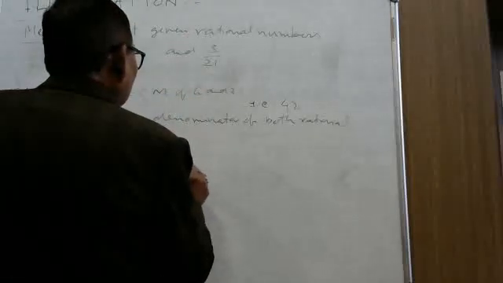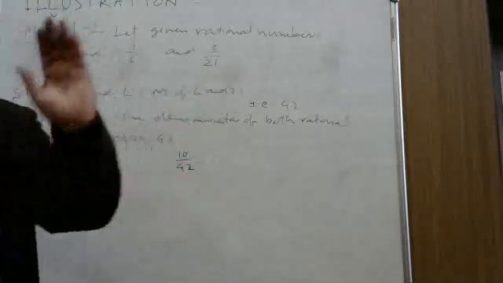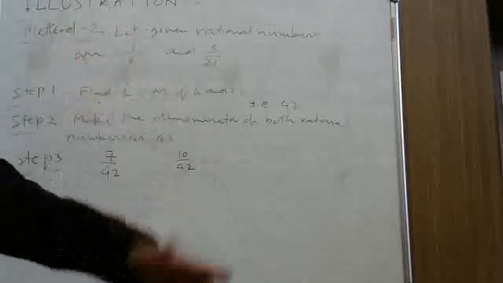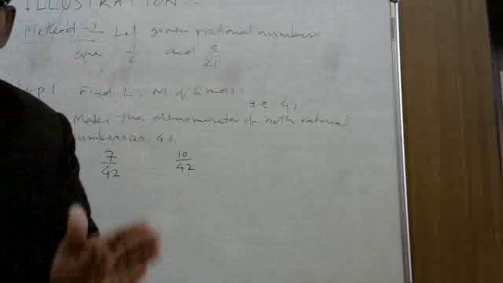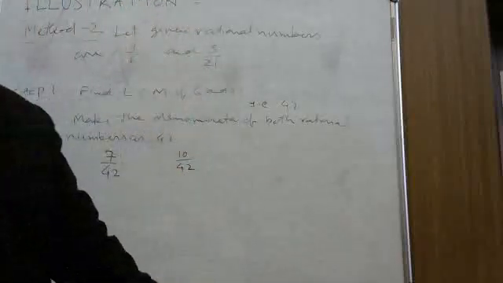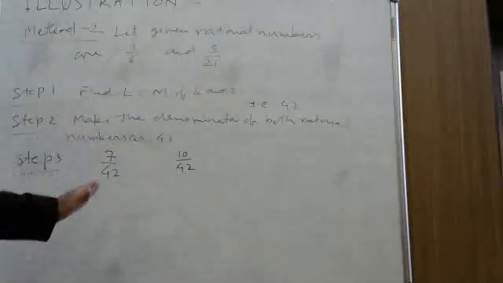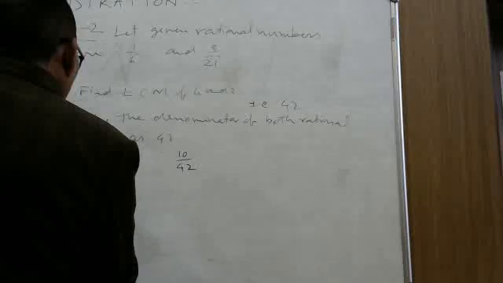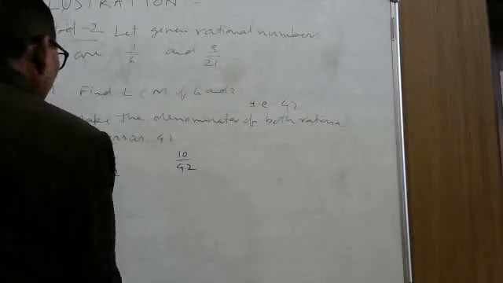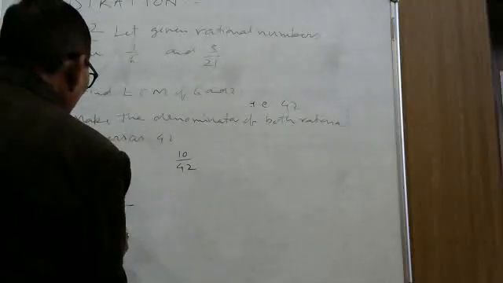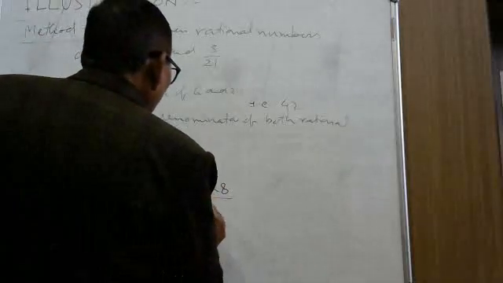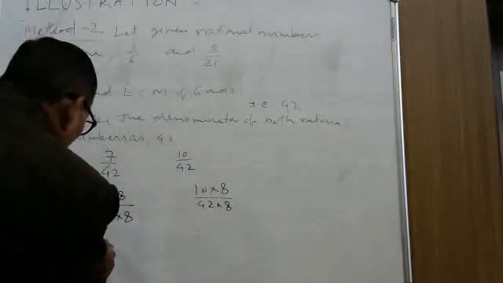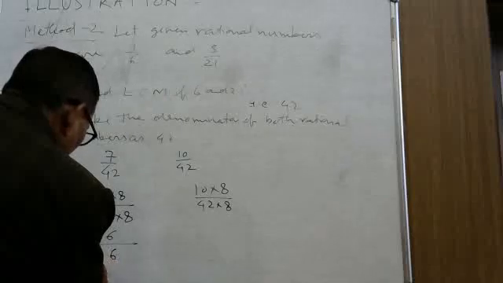Now you remember how many rational numbers you are going to insert between these two rational numbers. That is 7. I have given you the formula for that. Suppose you want to insert n rational numbers, then you multiply their numerators and denominators by n plus 1. Here you are going to insert 7 rational numbers. Therefore, you multiply the numerator and denominator of both the rational numbers by 8. So step 4: 7 into 8 upon 42 into 8, and 10 into 8 upon 42 into 8. By this, it is 56 upon 336 and 80 upon 336.